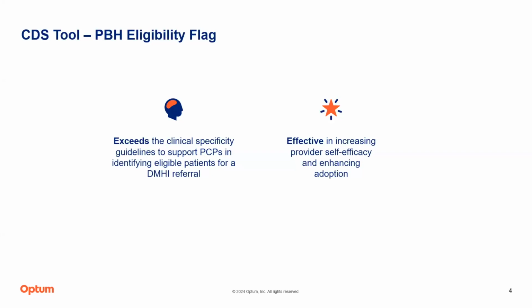So basically, our conclusion is that the eligibility flag exceeds the clinical specificity guideline that supports PCPs in identifying eligible patients for digital mental health intervention referral. And also we see it's very effective and it helps providers feel self-efficacy about referring people with PHQ concerns, and also enhances adoption in primary care.